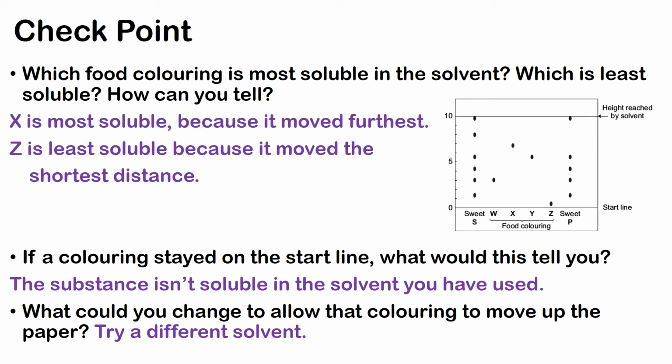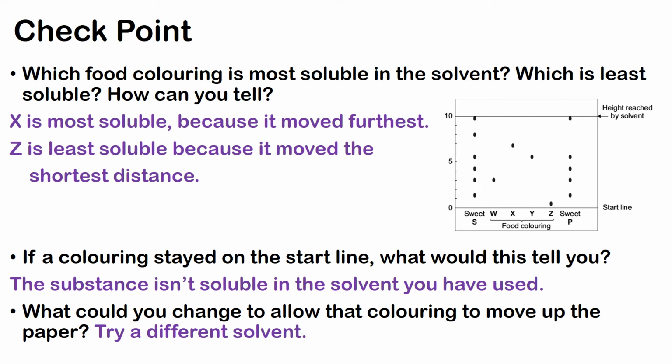Okay, so let's have a look at these. First question is, which food colorant is most soluble in the solvent, which is least soluble, and how can you tell? So looking at this diagram, we're looking at the food colorants, so W, X, Y and Z. We're going to ignore sweet S and sweet P at the sides, just those four in the middle.